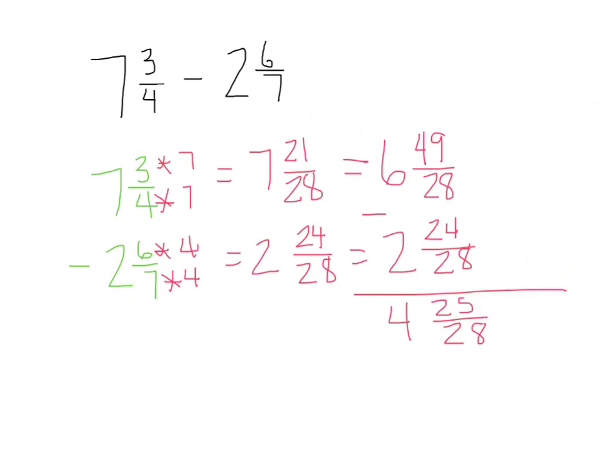Okay, now I showed you the full solution, so take a moment and pause and make sure that you understand what happened here. I just turned the fractions into common denominators, which were 28ths, and I had to trade one of the wholes from the 7 into 6, and then I have 28 28ths left over. So I ended up with 6 49/28 minus 2 24/28. And then we ended up with 4 25/28.